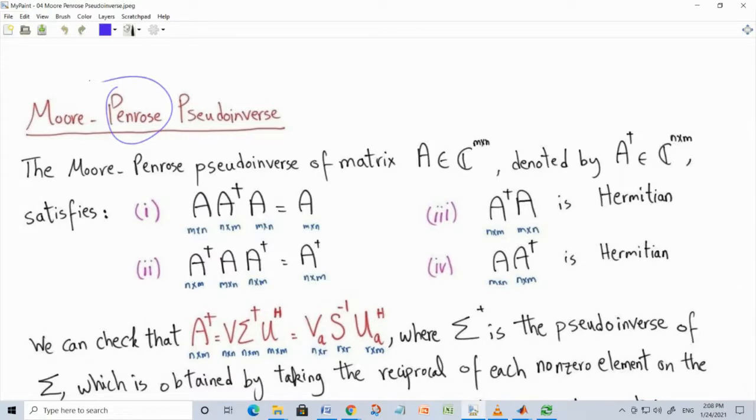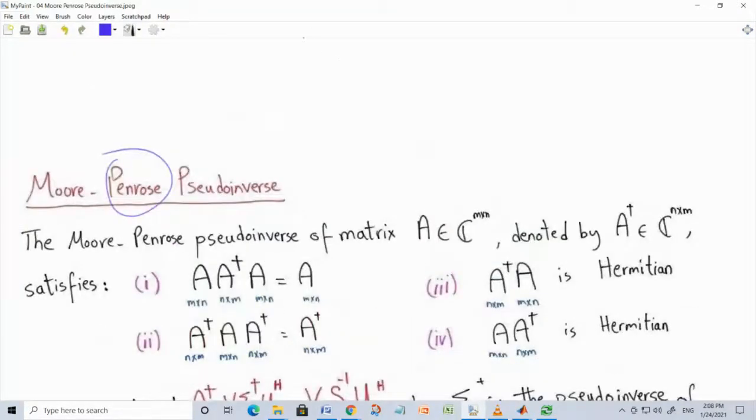It tells you that you can define a pseudo inverse of a matrix, and it should have 4 properties. If your matrix is m by n, its pseudo inverse is n by m. Of course, if it's a square matrix of size 5 by 5, then it remains 5 by 5. But for a rectangular matrix, let's say 7 by 5, the pseudo inverse will be 5 by 7.